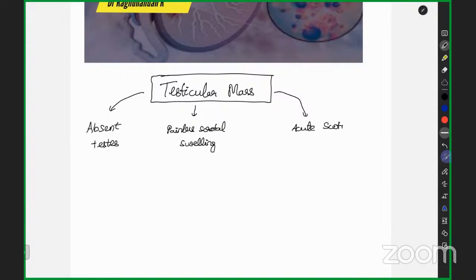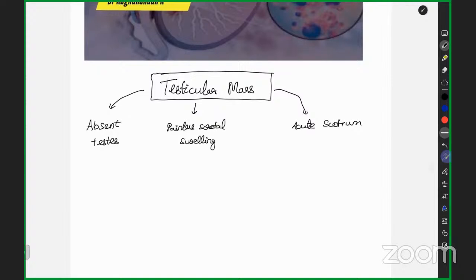What is the difference between them? One is not having a testis itself. The other is going to be a painless scrotal swelling. And the third one is acute scrotum. So today we are going to discuss these three headings separately. First one is absent testis. Second one is painless scrotal swelling. Third is acute scrotum. So just put a heading as absent testis.